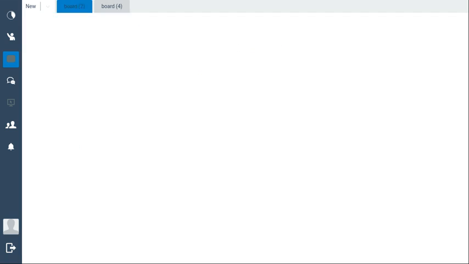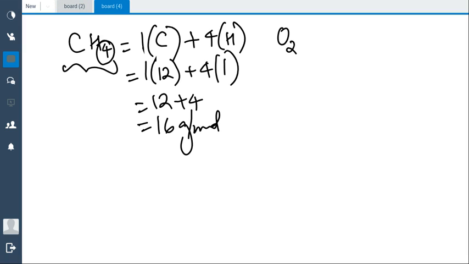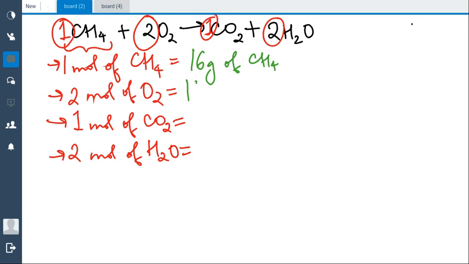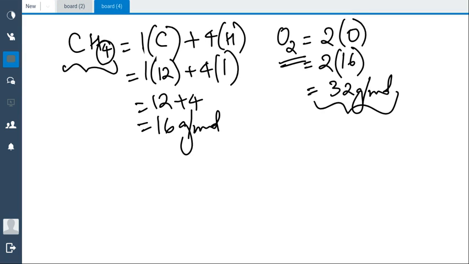Okay, now O2. 2 into mass of oxygen. What is the mass of oxygen? 16. So 2 into 16 is 32 grams per mole. This is the molar mass of O2. So, 32 grams of O2.